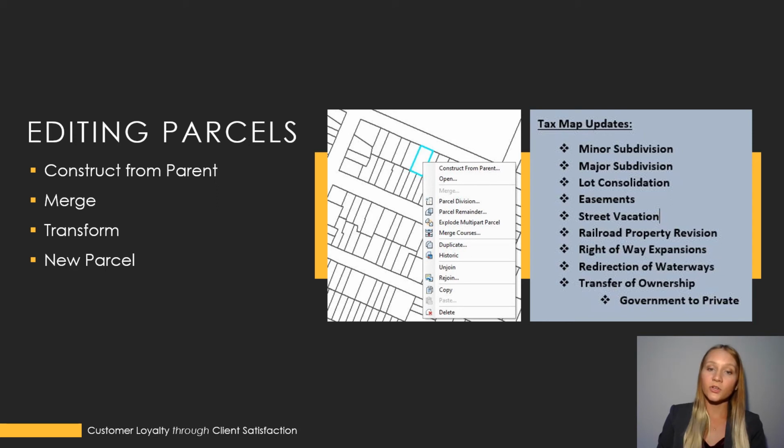The left image shows how you can access some of these tools. If you right-click on a parcel using the parcel selector, you get the option to construct from parent. If you had more than one parcel selected, you could merge them together. If you wanted to access the transform or new parcel options, you would have to use the parcel editing toolbar. The image to the right is showing some of the other tax map updates that we encountered throughout this project.